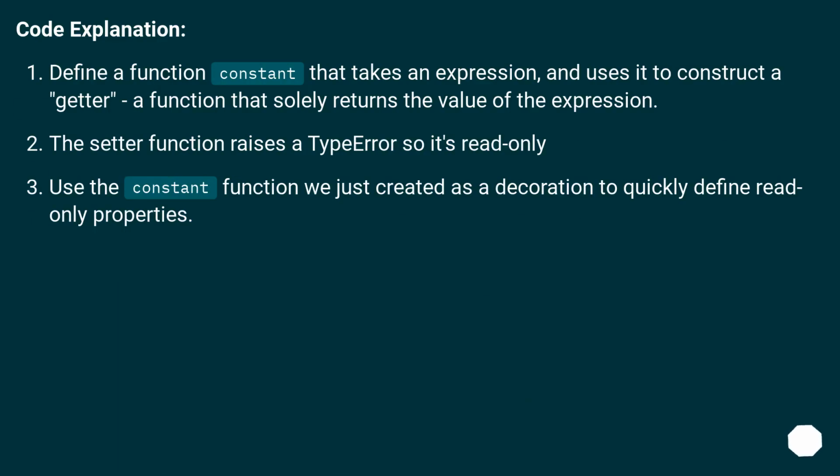Code explanation. Define a function constant that takes an expression, and uses it to construct a getter, a function that solely returns the value of the expression. The setter function raises a TypeError so it's read-only. Use the constant function we just created as a decorator to quickly define read-only properties.